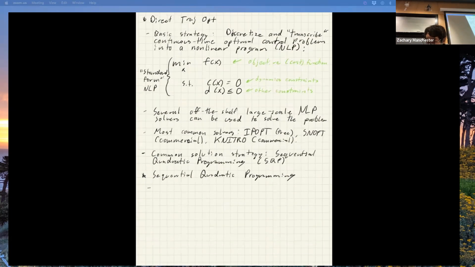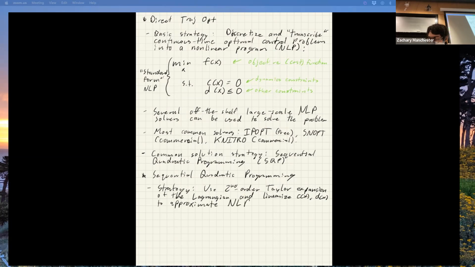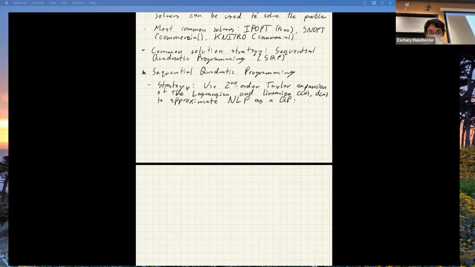So the basic strategy is to use a second order Taylor expansion of the cost, or really of the Lagrangian, and linearize the constraints. So linearize C of X and D of X to approximate that NLP as a QP. So a local QP approximation, and it's going to end up looking like this kind of deal.